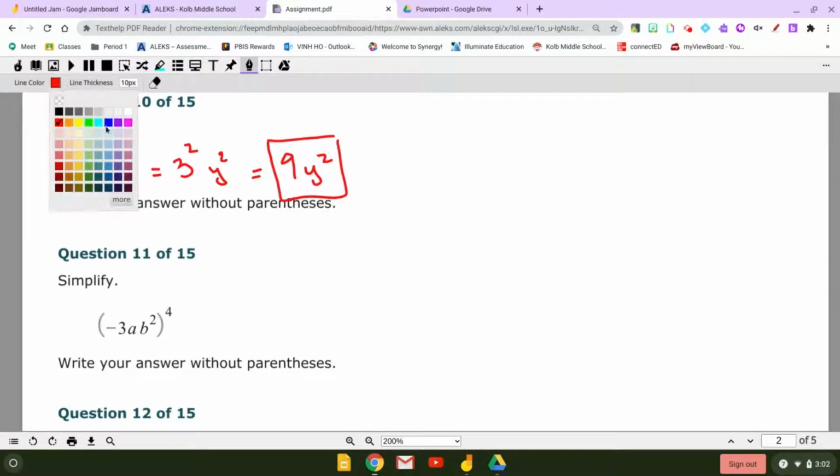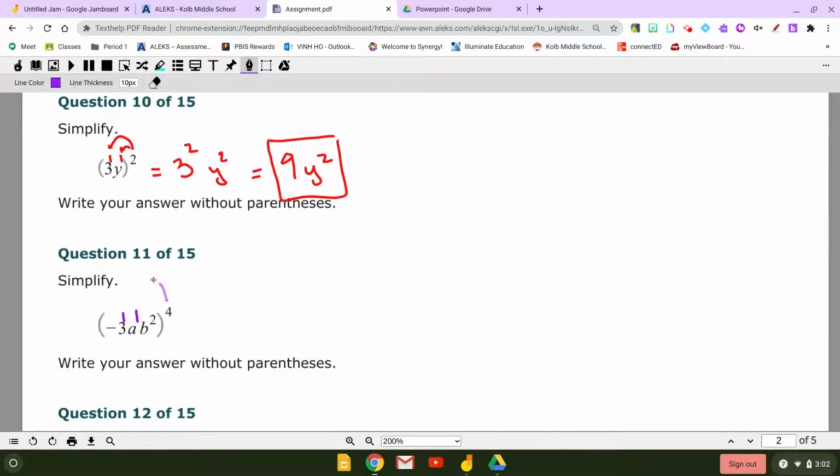Okay, now we do the same for this. So 3 to the first power, a to the first power, b squared. So we distribute the power into the parentheses. That will be negative 3 to the fourth power, a to the fourth power, and b to the 8, because 2 times 4 is 8.